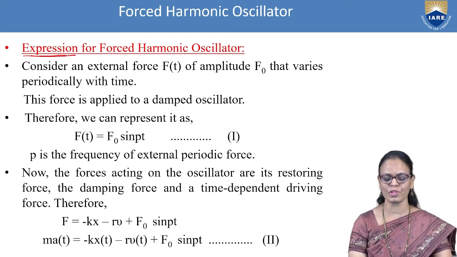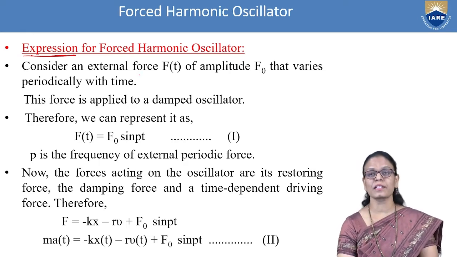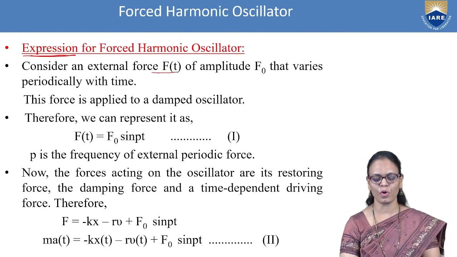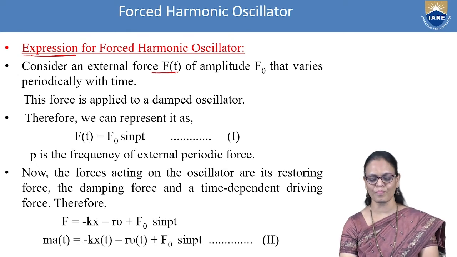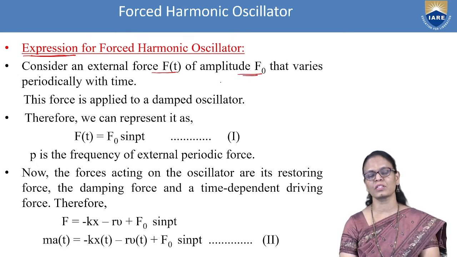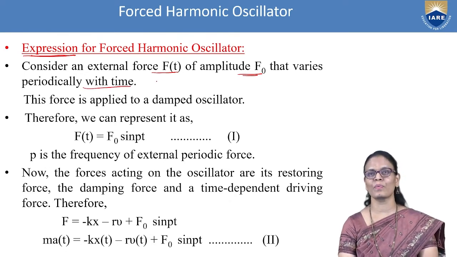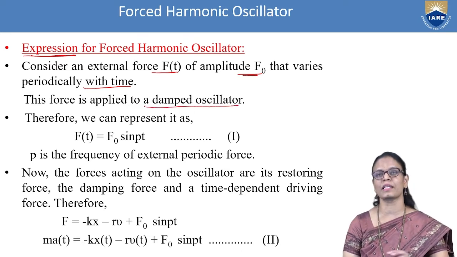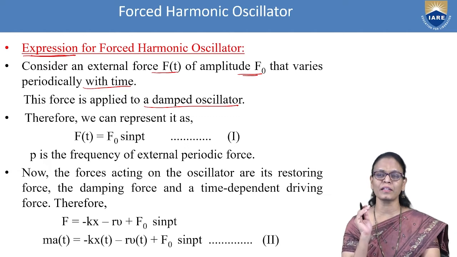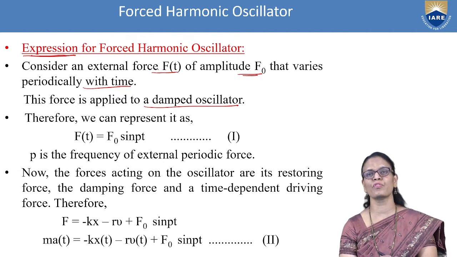Now let us derive the expression for a forced harmonic oscillator. We will consider an external force F of t, which is periodic, whose amplitude is F naught and which varies periodically with time. This force is applied to a damped oscillator, meaning we are already considering the damping forces acting on the system. Now on this system we are considering an external force.